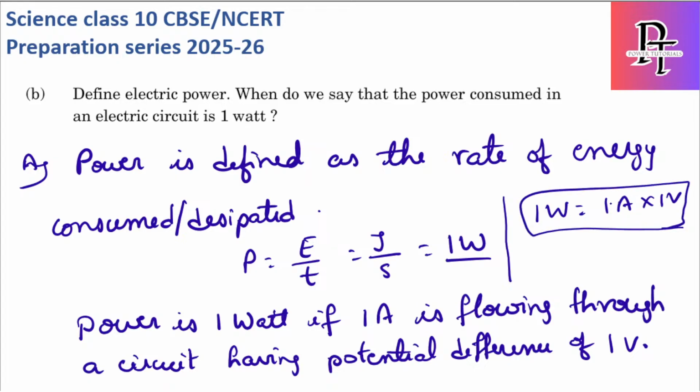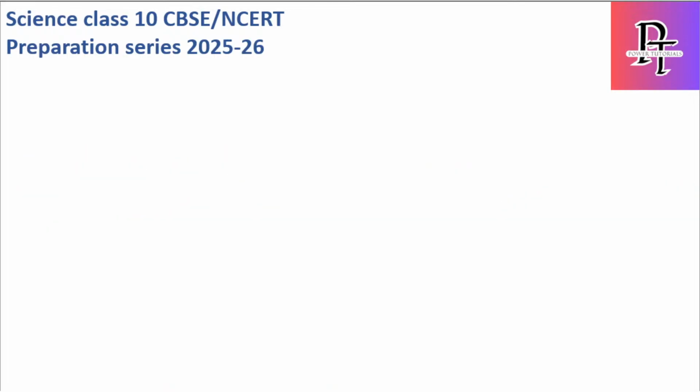Okay, ampere is for current. 1 ampere is 1 ampere of current, whereas 1 volt is 1 volt of potential difference. So what is the power of 1 watt? You have to say that power of 1 watt is a circuit where 1 ampere of current is flowing through a circuit having a potential difference of 1 volt. Okay, now let's move to the last question, which is the 26th question.